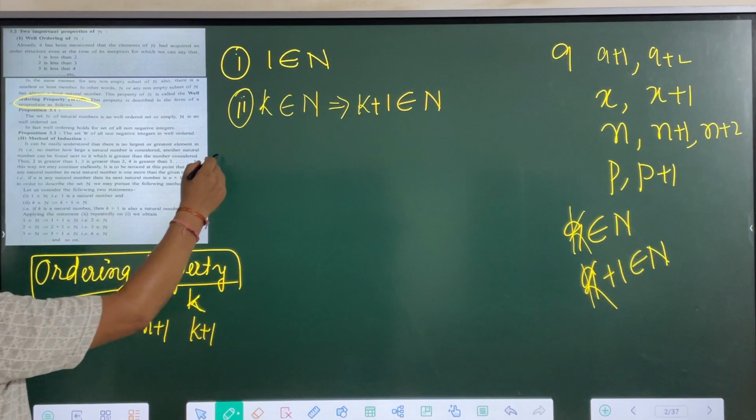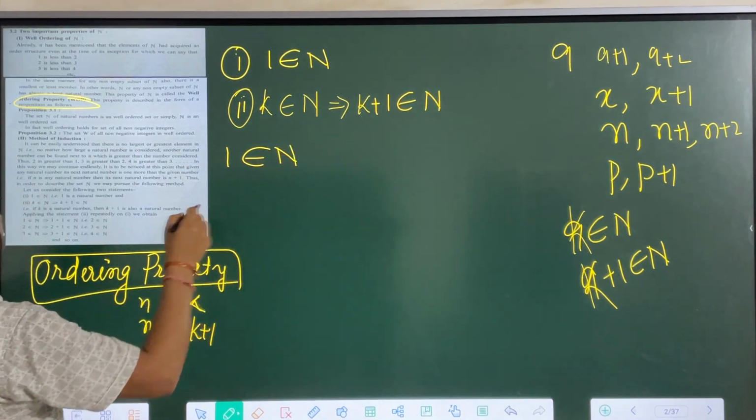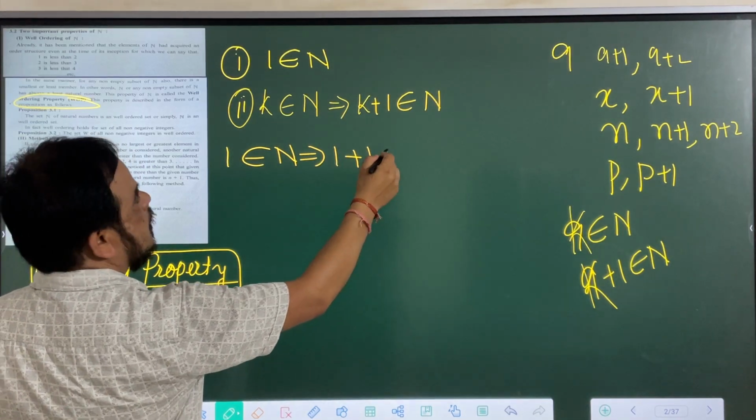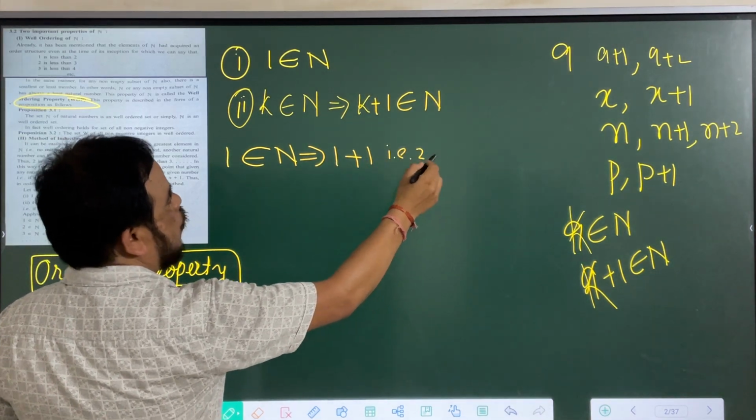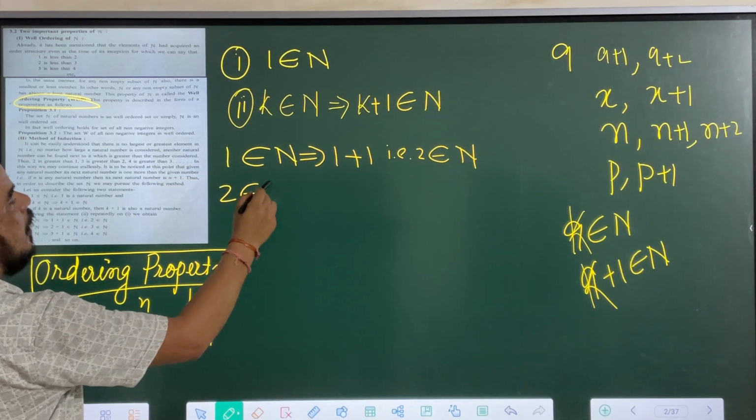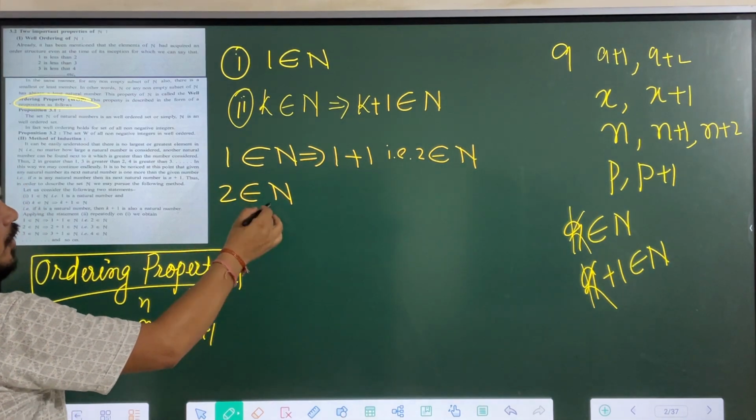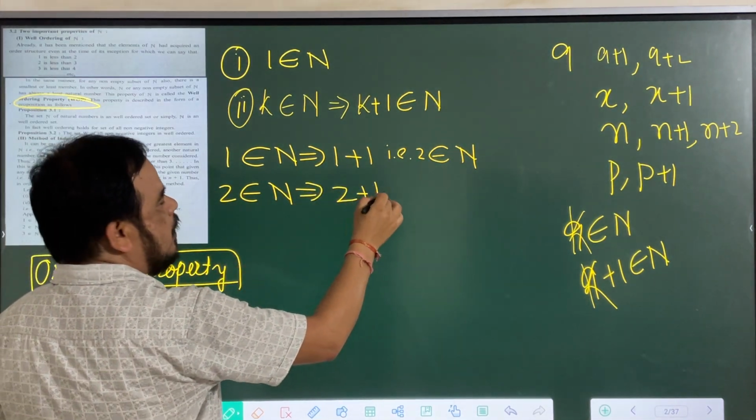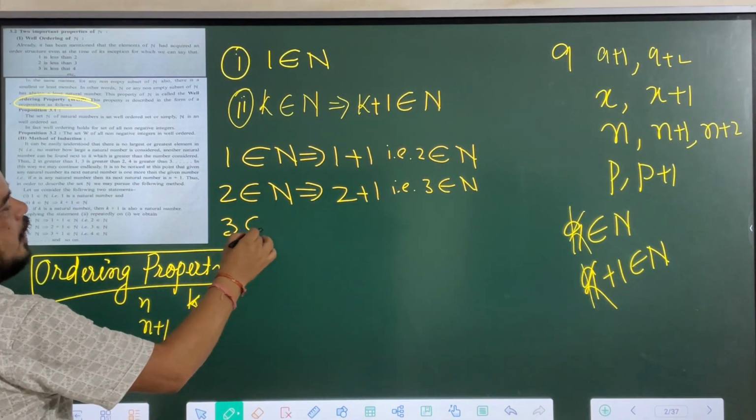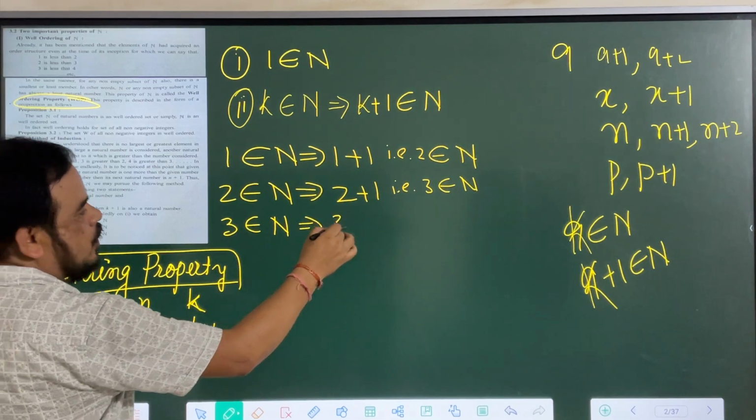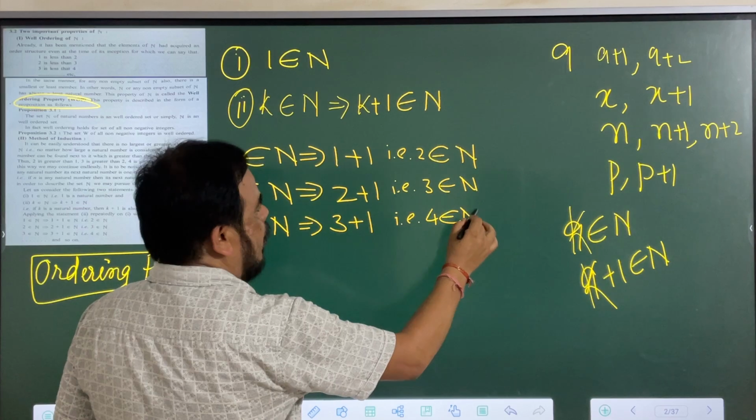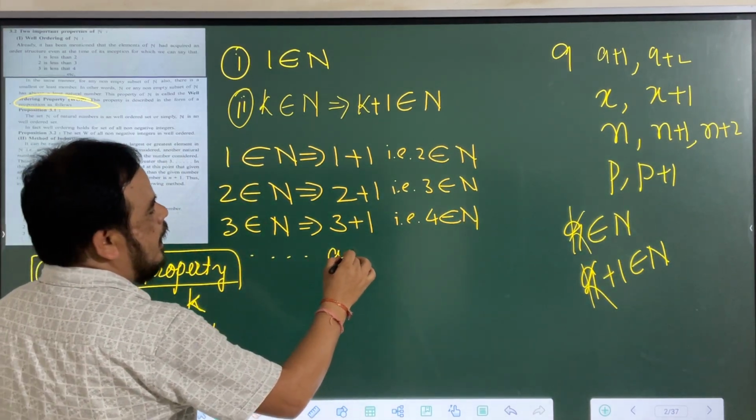Suppose here, what is written? Look here, 1 belongs to N. Next, 1 plus 1, that is what? 2. 2 also belongs to the natural numbers. Next, given 2 belongs to N, that means 2 is a natural number. Next, 2 plus 1, that is 3, also belongs to the natural numbers. Next, 3 is a natural number. Next, 3 plus 1, that means 4 belongs to the natural numbers, and so on.